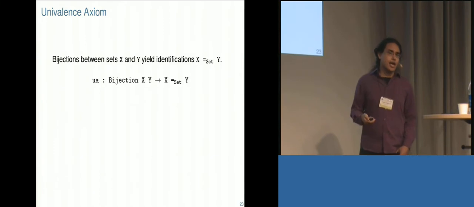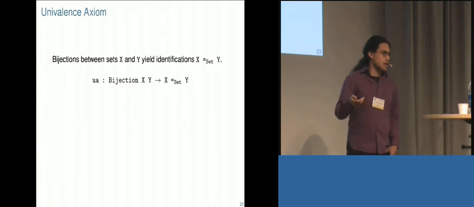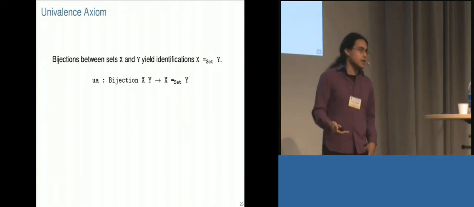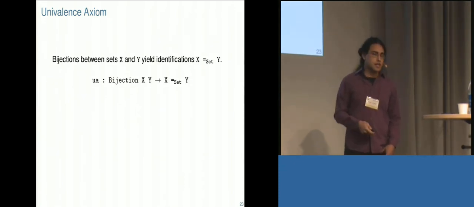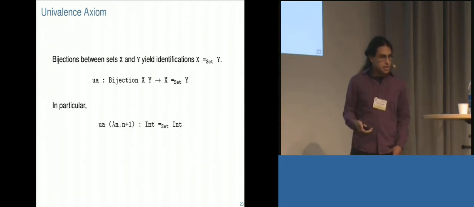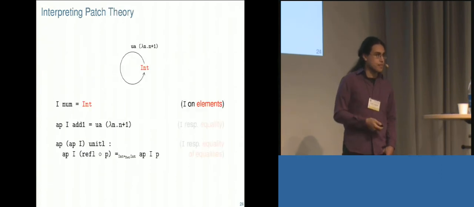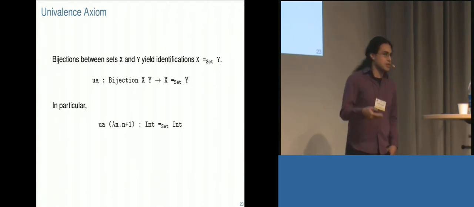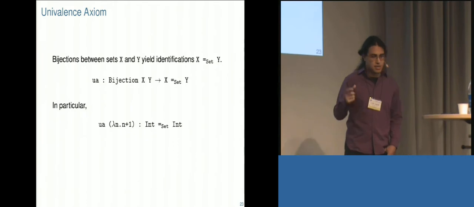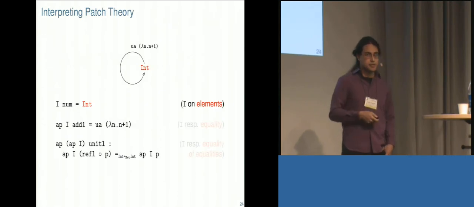Well, the second way we're going to add identifications into type theory is called the univalence axiom. This says that every time you have a bijection between sets X and Y, this generates an identification of X with Y in the universe of sets. So in particular, because the successor function is a bijection on integers, univalence applied to that is going to be an identification of int with int. And remember, it's proof relevant, so in this case int is the same as int, but if they weren't actually the same, I'm not saying that isomorphic sets are literally the same. I'm saying that they're identified by some fact.